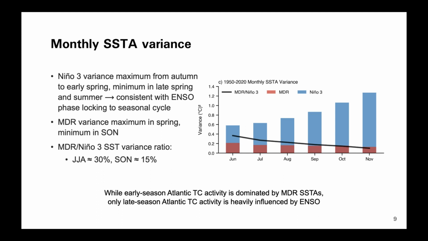The black curve is simply a ratio of the mean monthly MDR versus Niño 3 SST anomaly variance, which just serves to demonstrate that the interbasin SST variance is clearly weighted towards Niño 3. In JJA, the MDR SST anomaly variance is about 30% of Niño 3, but this decreases to about 15% by SON. So combined with the seasonal correlation results, this seasonal SST variance profile suggests that while early season Atlantic tropical cyclone activity is dominated by MDR SST anomalies, only in the late season is Atlantic tropical cyclone activity heavily influenced by ENSO.